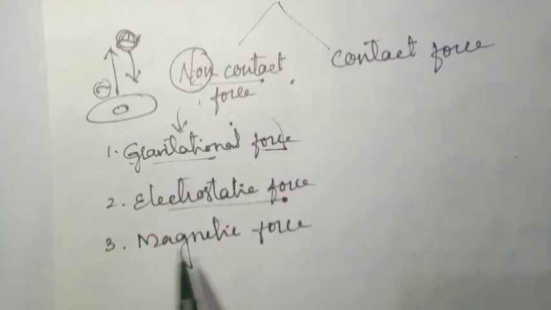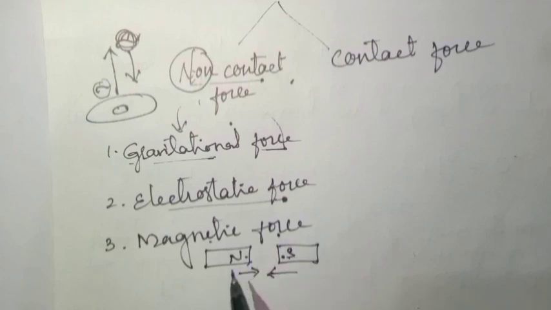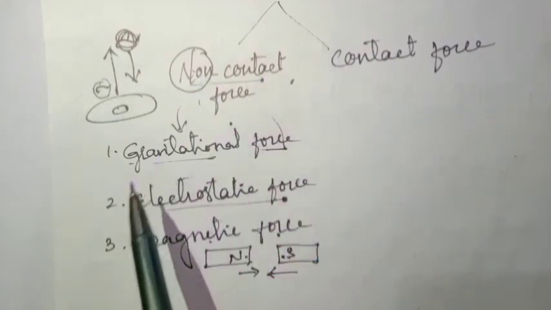And as we know, magnetic force: if we place two magnets with opposite poles facing each other, what happens to these magnets? They will attract each other, right? These two magnets come near to each other because of magnetic force. Are they in contact before coming together? No, right? So these forces are not in contact, but still the force exists. Such kinds of force we call non-contact force.